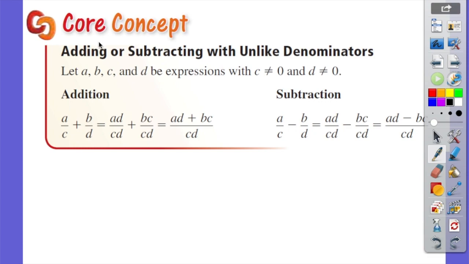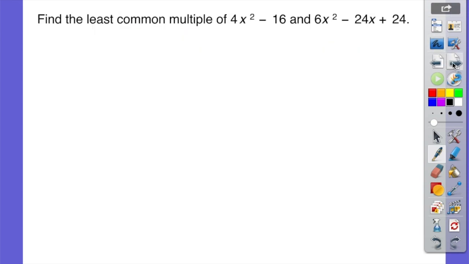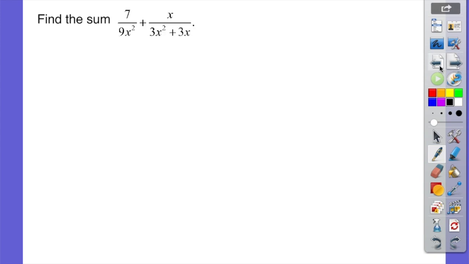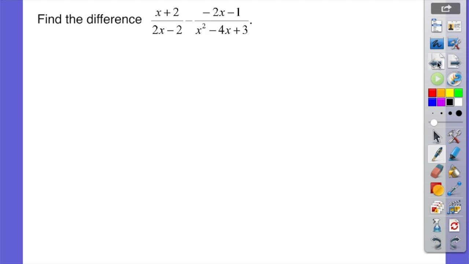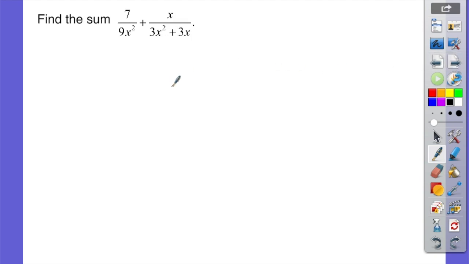Okay, so now we're going to do adding and subtracting rational expressions with unlike denominators. This is big. So notice that C and D are not the same denominator, so you can multiply them together, and you multiply each term to make sure that it has the same denominator. And same thing with subtraction. So let's just go to some problems. Let's move forward to this one. All right, so let's do this one.